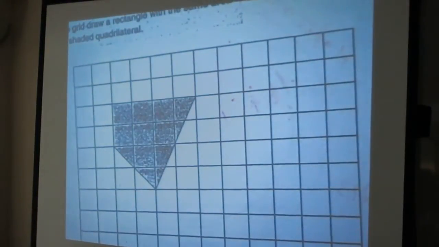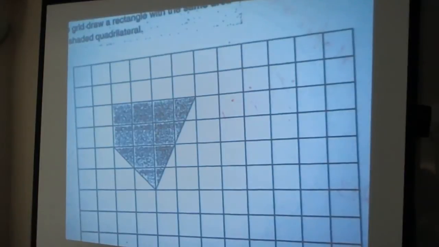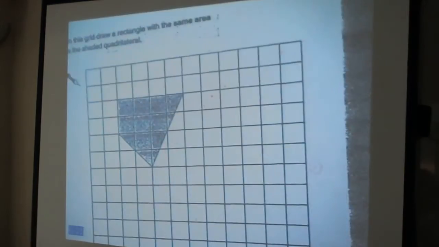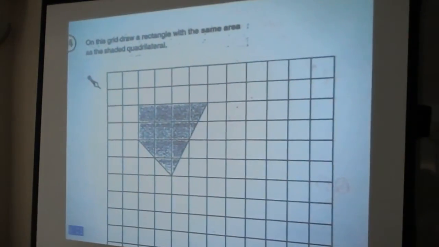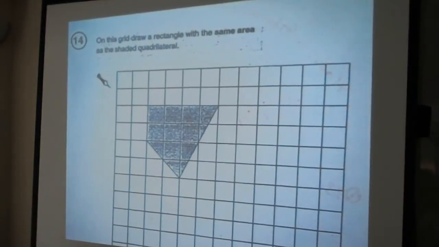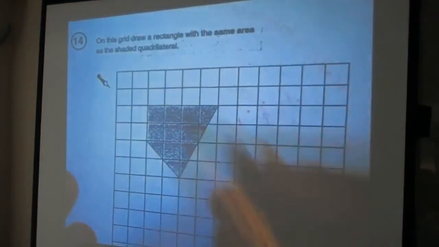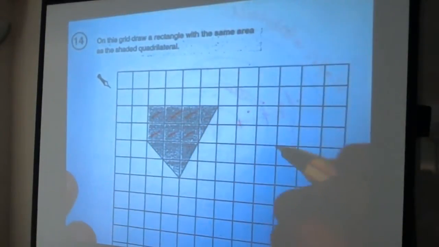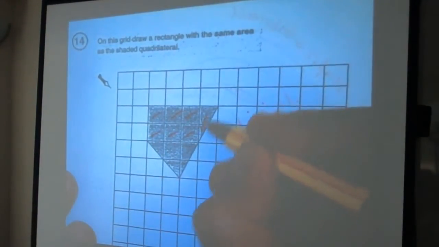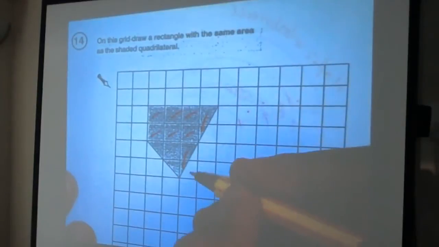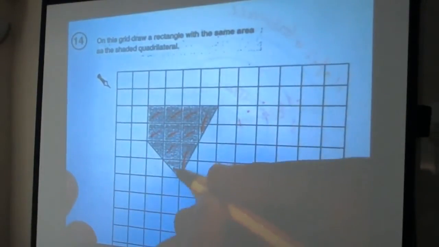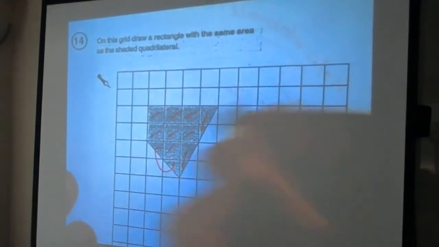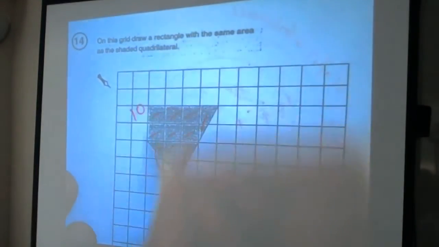Question number 14. On this grid, draw a rectangle with the same area as the shaded quadrilateral. Let's work out the area of the shape. We have 1, 2, 3, 4, 5, 6, and these two make 7, and these two make 8, and then we have 9, and these two make the 10th one. So we have an area of 10.